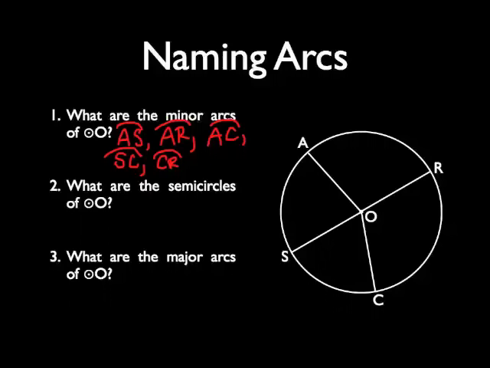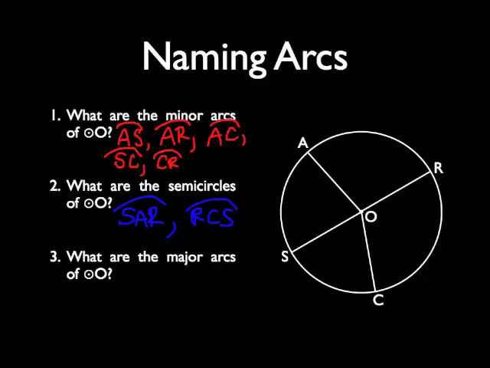So let's move on to semicircles now. Semicircles are much easier to see. The reason they're easy to see is because you look for diameters. Notice segment SR is a diameter, so that means we have 2 semicircles. One semicircle is SAR coming up over the top of the circle, and the other semicircle is RCS coming down along the bottom of the circle.